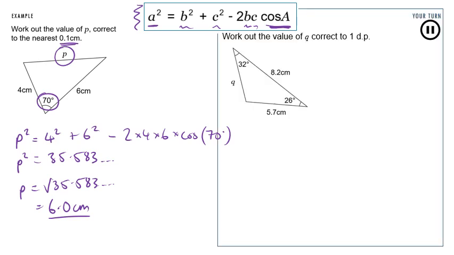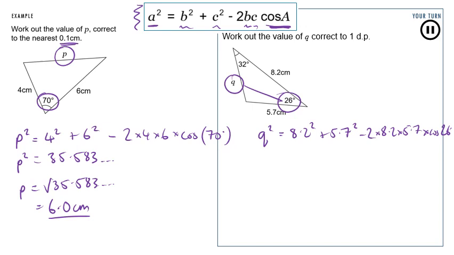Have a try with this one. Think about which angle it is you need before you get started. Pause and have a go. The opposite pair we're interested in are these. So we're going to work out first of all the length of q squared and then use that to work out the length of q. So we have one of the other sides squared plus the other side squared. Take away 2 times one side, the other side, times cosine of our angle. We calculate that.